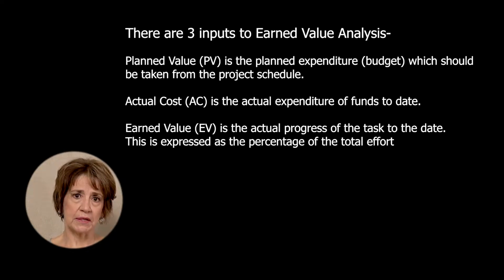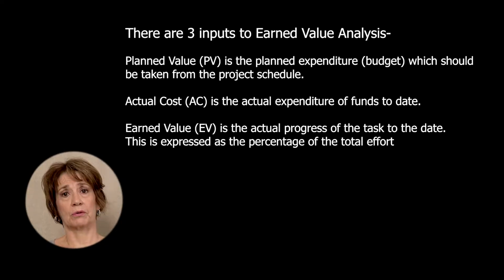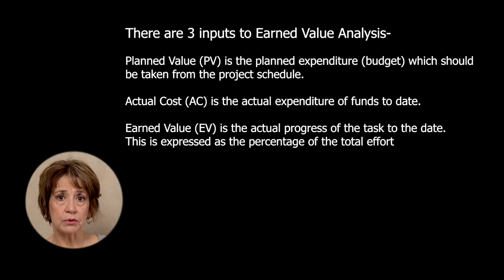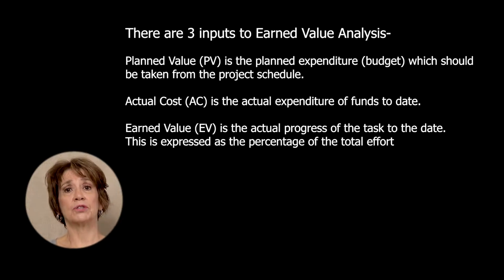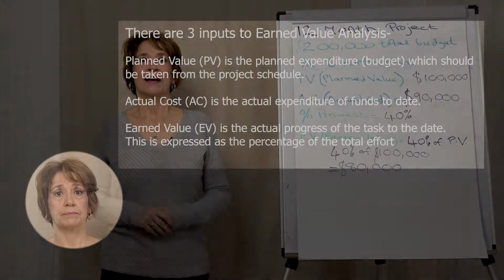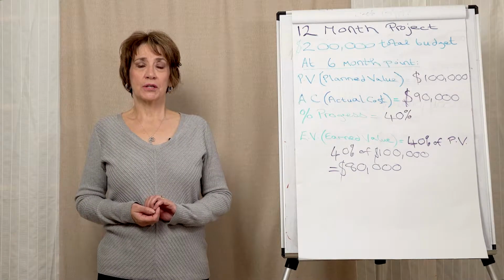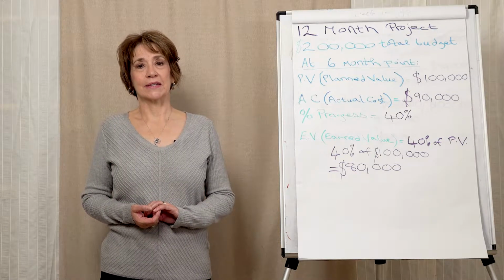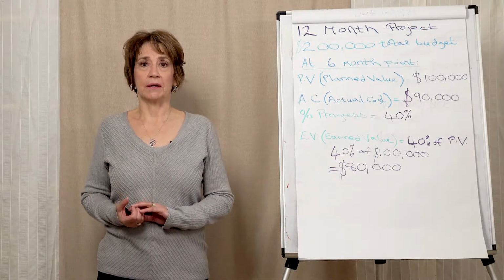Now, one of them is the planned value, which is your budget. Then there is your actual cost, which is, as it sounds, your actual spend. And then there is your earned value, which is your progress through the project. There are various formulae associated with this earned value analysis, as you can see here.